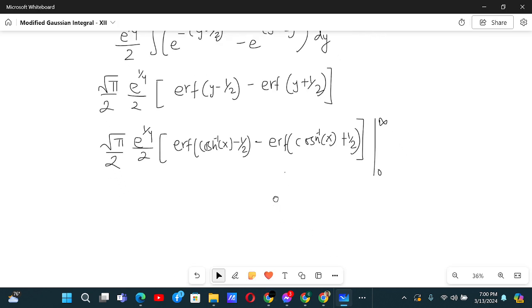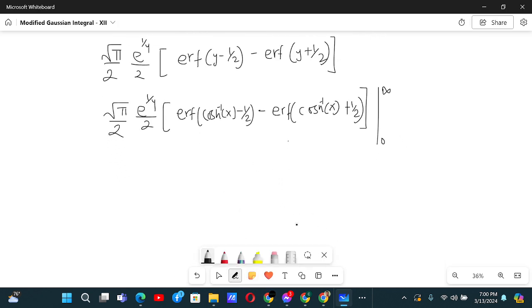For that, we use the property of oddness of the ORF function. Basically, ORF of minus x is actually minus ORF of x. If we use this property, this will be minus of ORF of 1 by 2 minus cosine inverse x.